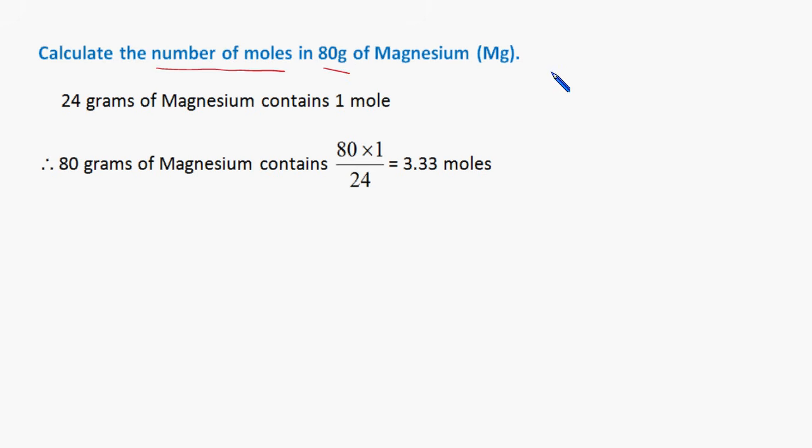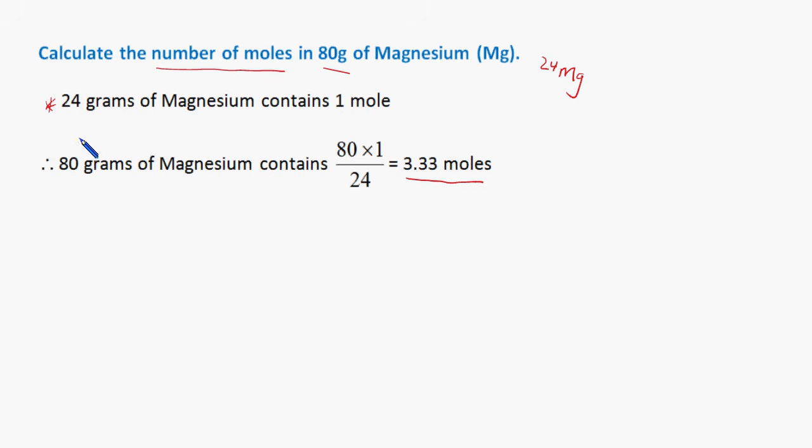So magnesium, from the periodic table, has a mass number of 24. So that is the relative atomic mass. Therefore, what this means is that 24 grams of magnesium contains 1 mole. Now we need to calculate for 80 grams. So 80 grams of magnesium will contain 80 multiplied by 1 over 24, which gives us 3.33 moles.